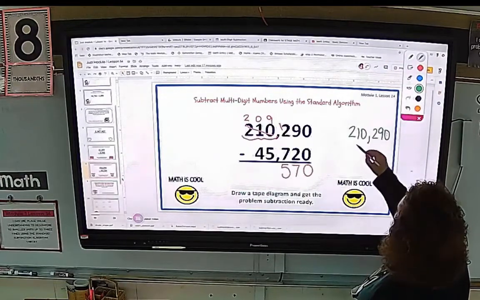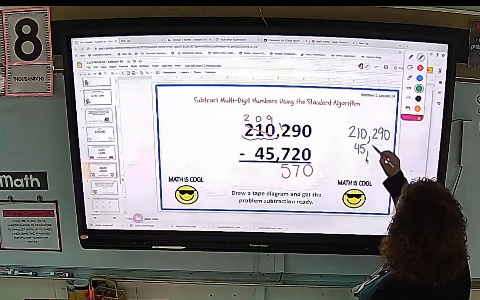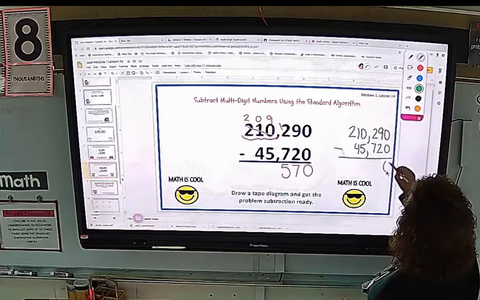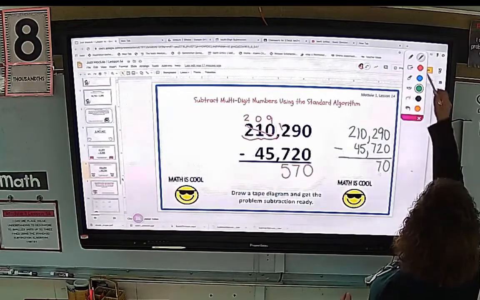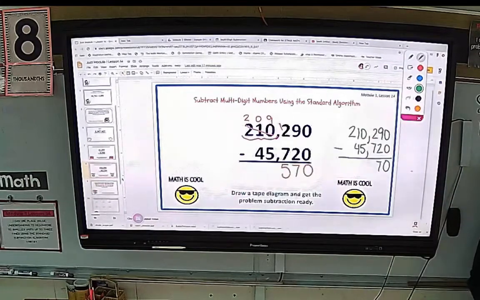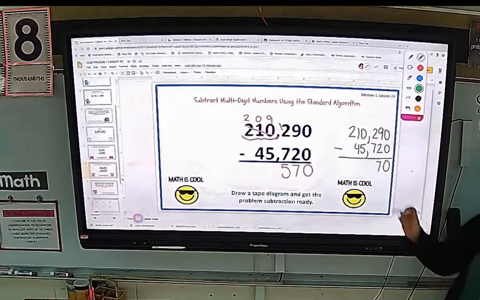210,290 minus 45,720. Let me get caught up where we were. Okay, I'm going to change the color so we can see it now. Now, this is how I've learned it, and maybe you did it. Let's see if this is the way you did it on your board.